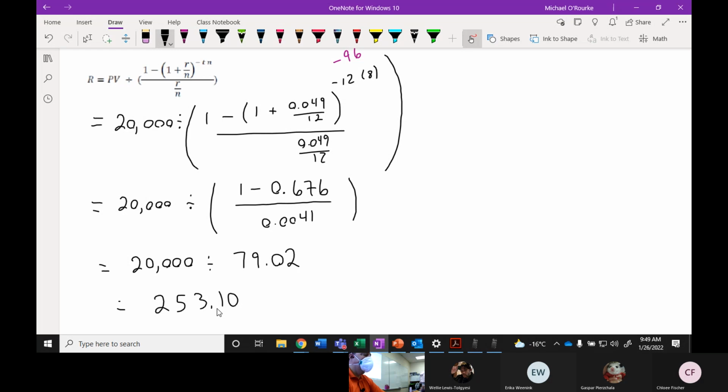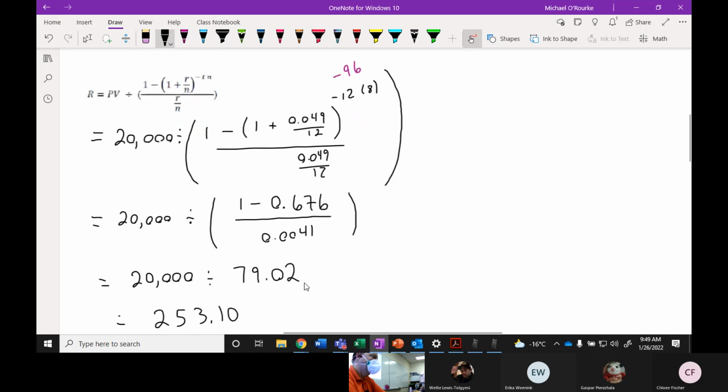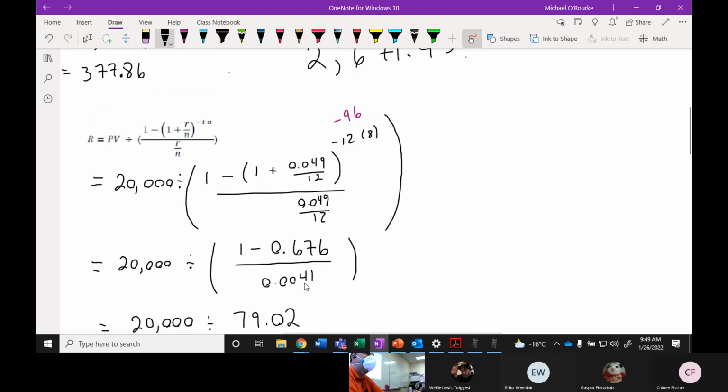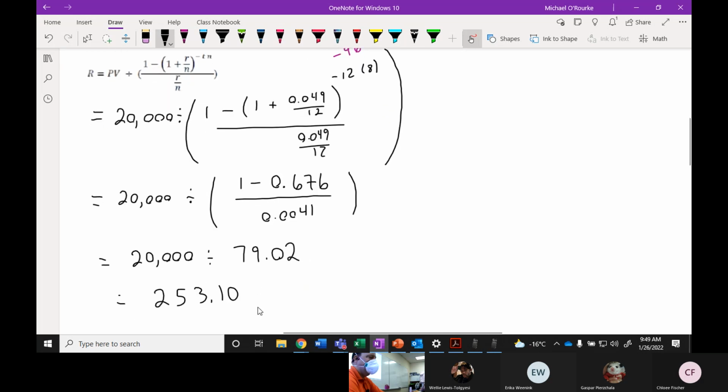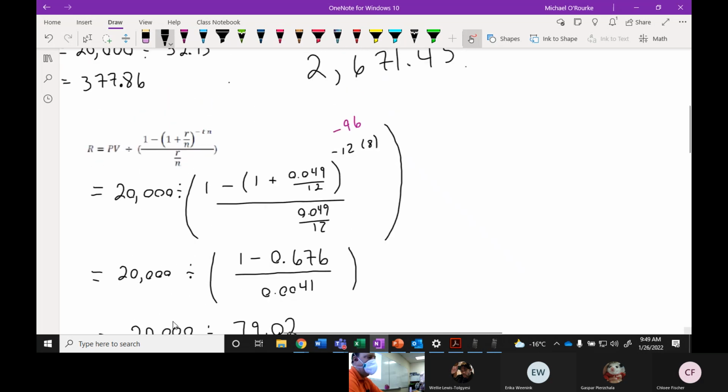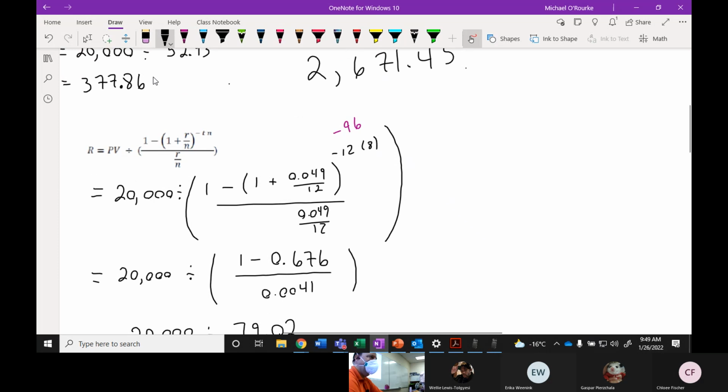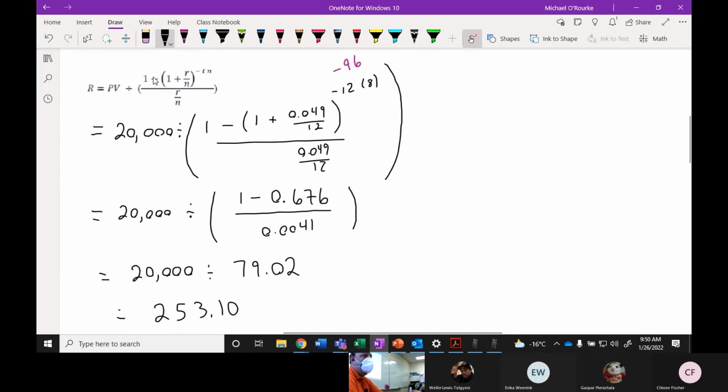So, if you look here, our payments are smaller. Do you agree with me? You're only paying $253 a month compared to $377 a month. And if you could only afford $300 a month for a car, this is much more appealing. You can afford this, right? You can't afford this number, correct? So let's figure out how much you're actually paying for the car in the long run. How many monthly payments am I making this time? All right, 96. So I'm going to times this number times 96.